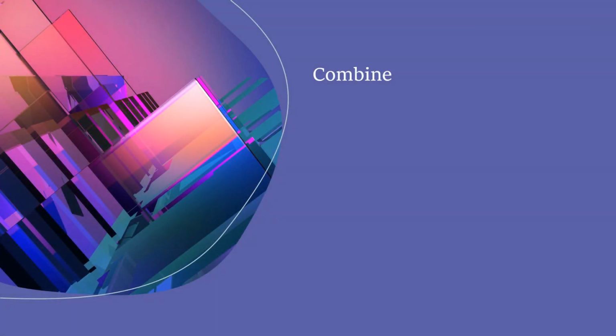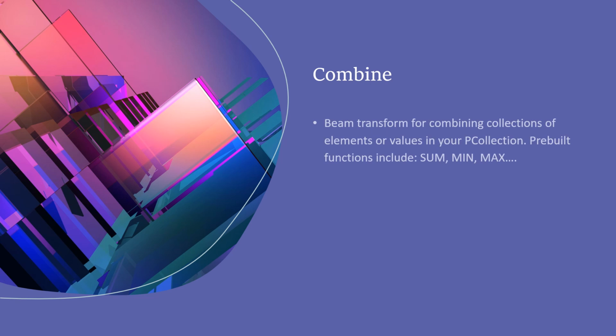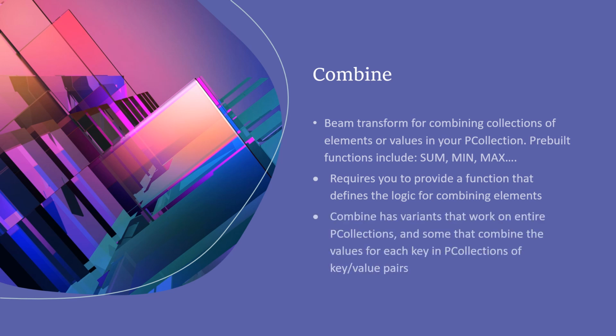The combine transform is a Beam transform for combining elements. Pre-built functions include sum, min, and max. Combine requires you to provide a function that defines the logic for combining elements. Combine has variants that work on entire PCollections and some that combine the values for each key in PCollections of key value pairs.